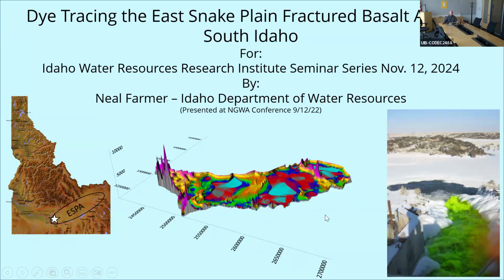The center image is the ESPA boundary, clipped out and modeled. We'll take a look at that later. That's over an area of approximately 10,000 square miles. On the right is an aquifer recharge basin we call milepost 31 on the Milner-Gooding Canal. We released dye, green fluorescein dye, into that recharge basin in 2016, and have some real nice results from that we'll present today.